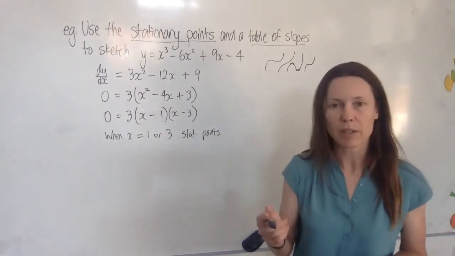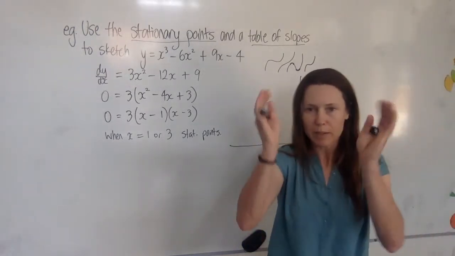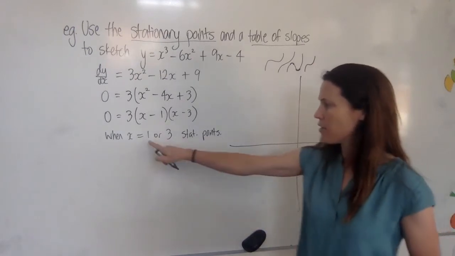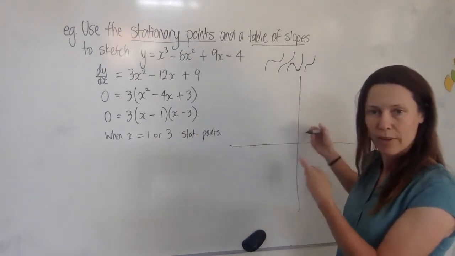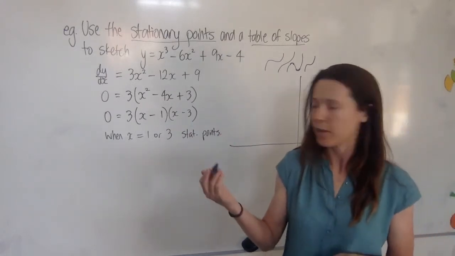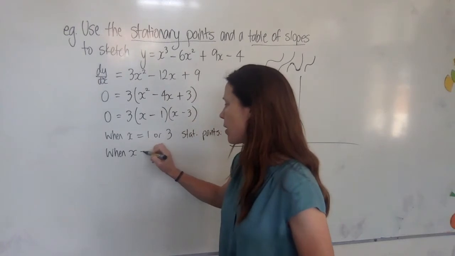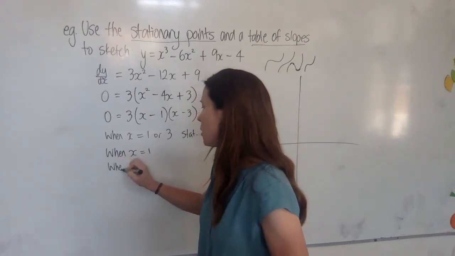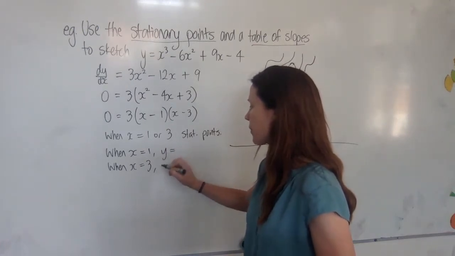Now, a stationary point is a point on the Cartesian plane. It's got an x value and a y value, in brackets with a comma in between. I've only found the x values of both points, so it makes sense now, so that I can graph where they are, to find their corresponding y values. So I would write 2 little sentences here. When x equals 1, or when x equals 3, what's y?